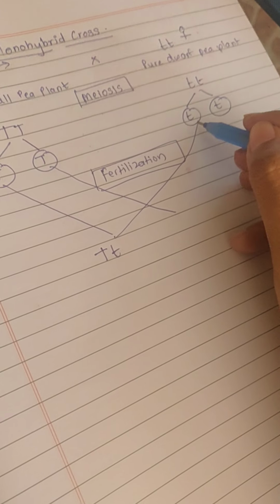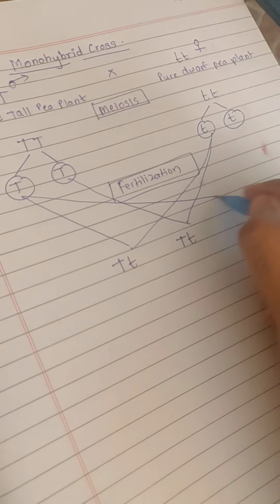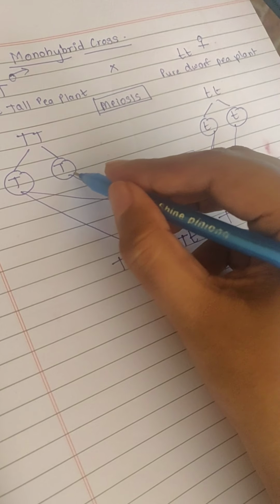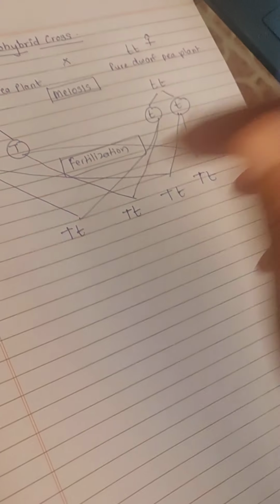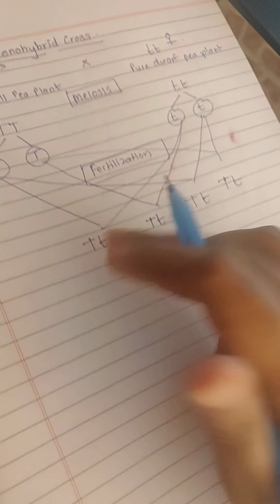Similarly this might also join with this, again we will get capital T small t. Or this will join with this, again capital T small t. Or this will join with this, again capital T small t. So in all the four cases we are getting capital T small t as the genotype.